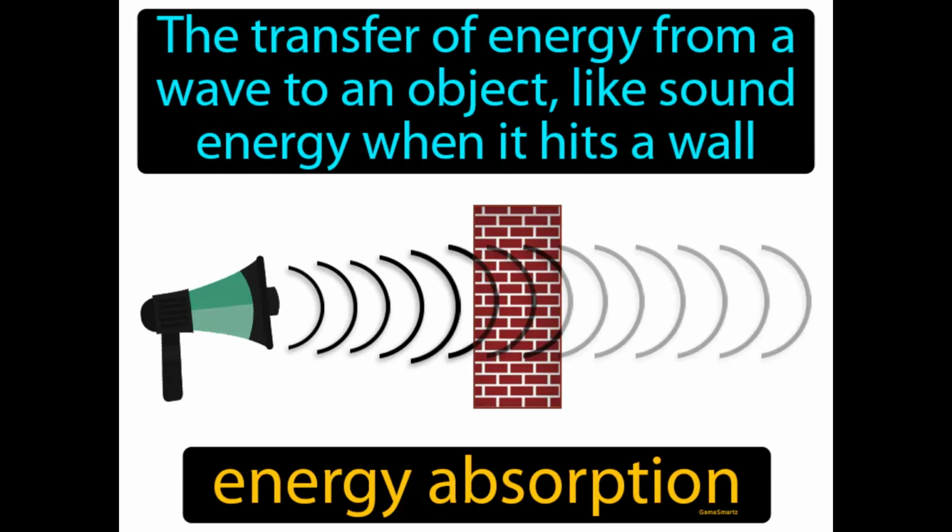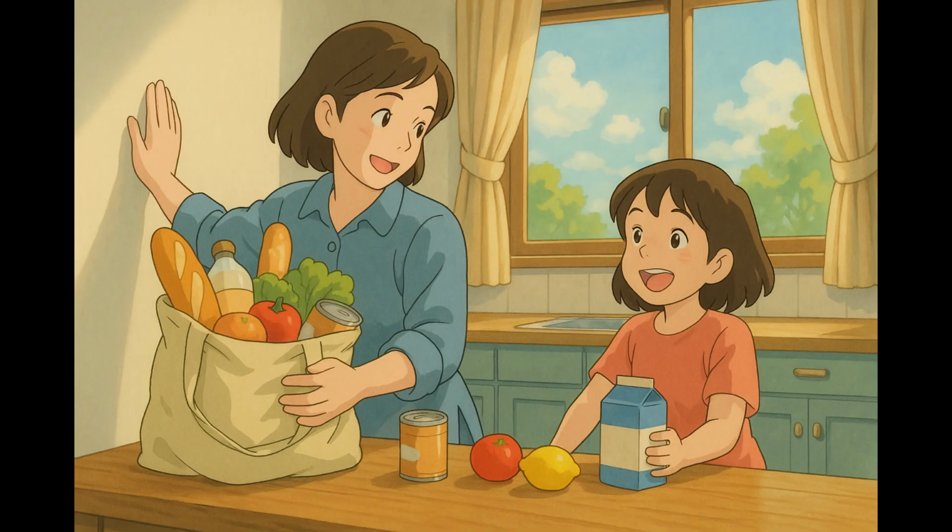The transfer of energy from a wave to an object, like sound energy when it hits a wall. Energy absorption. In simple terms, energy absorption is when an object takes in the energy from a wave or impact, reducing the energy's effect elsewhere. Imagine trying to carry a large load of groceries from your car to your kitchen in one trip. Just as the groceries are transferred from your arms to the counter, energy from a wave, such as sound, is transferred to an object, like a wall.